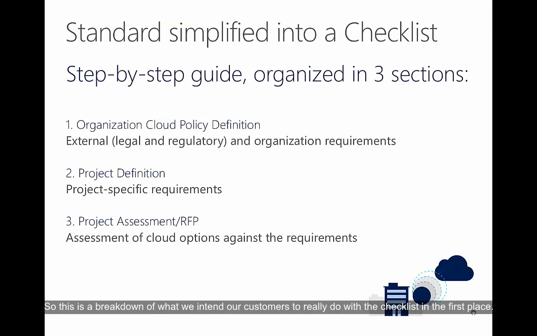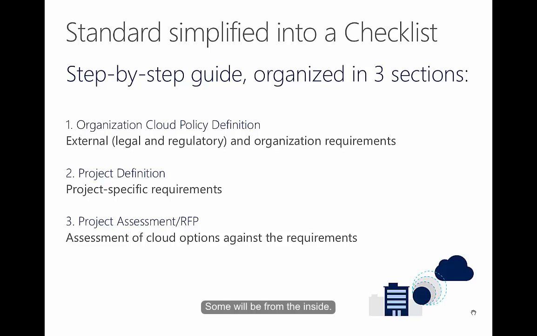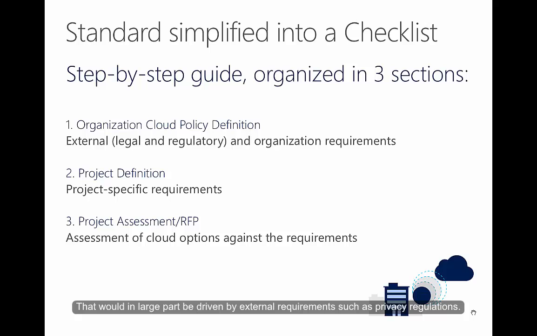So this is a breakdown of what we intend our customers to really do with the checklist in the first place. Once they have the checklist, what we really think is logical for them to do is for the customer to define at the organization level what the requirements are. Some of the requirements will be driven externally, such as industry or regulatory sources. Some will be from the inside. So I'll give you an example. PII, how cloud providers handle the PII. That would, in large part, be driven by external requirements such as privacy regulations.